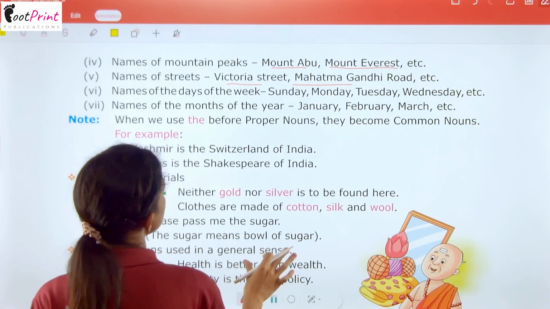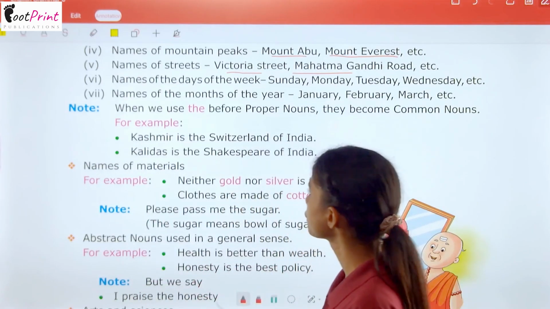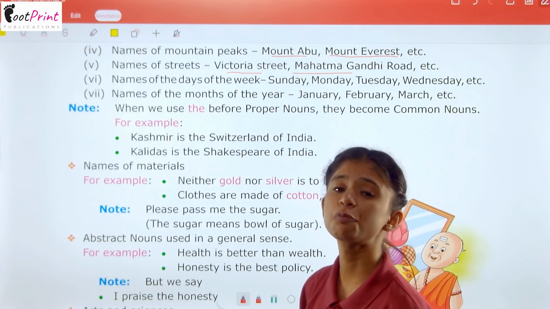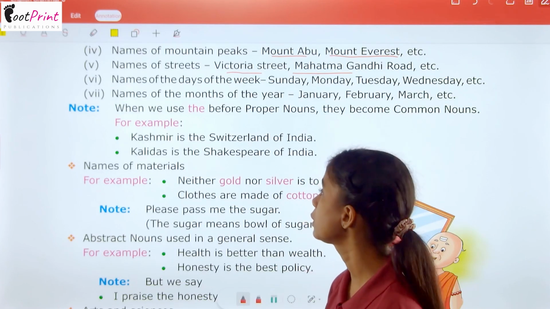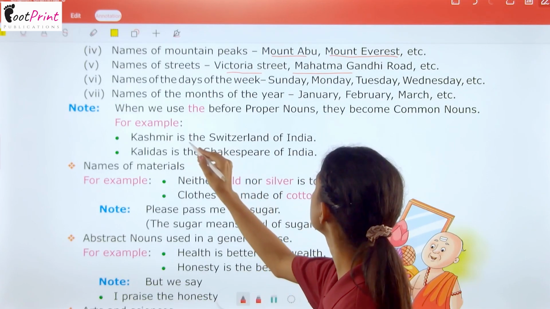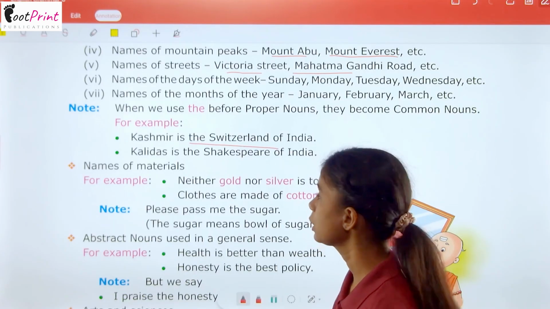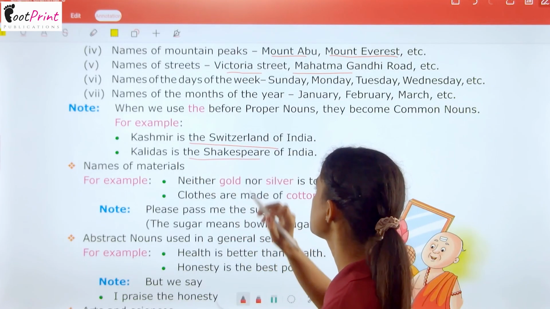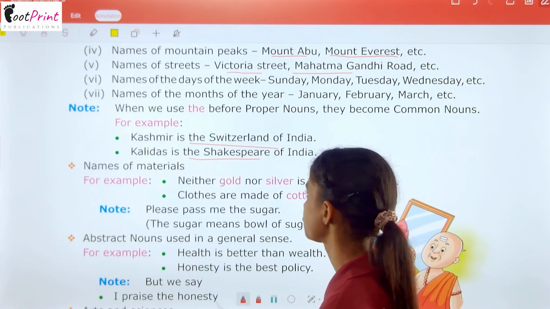When we use the before proper nouns, they become common nouns. When we are using the before a proper noun, it turns into a common noun. Kashmir is the Switzerland of India. Kalidas is the Shakespeare of India.